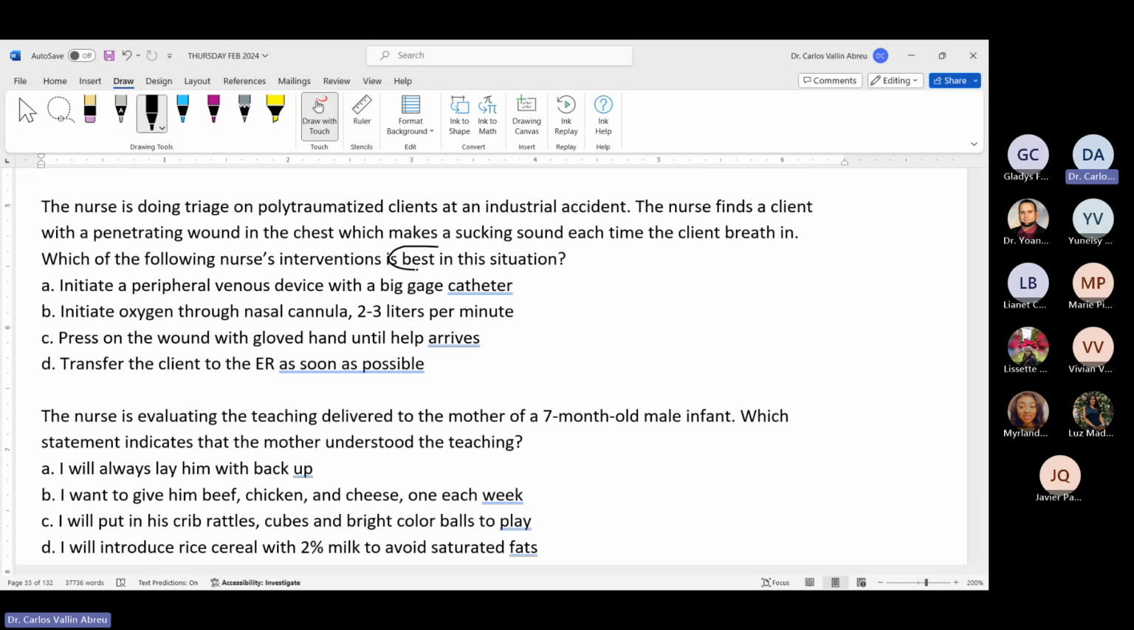Okay, it is again making the question difficult because now you need to decide which one is the best. Now it's not chronological, but in quality. What is the best intervention in this situation? So you need to understand the situation.